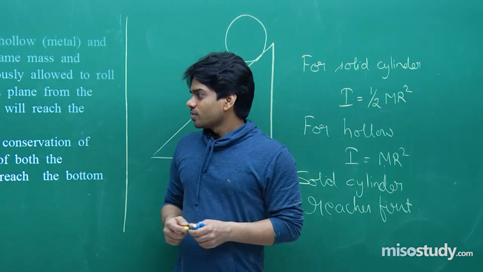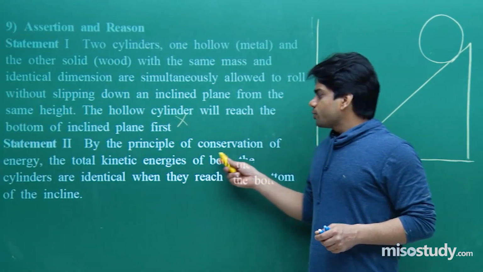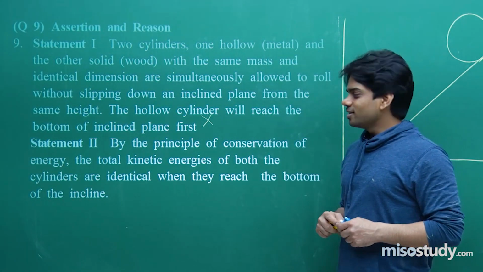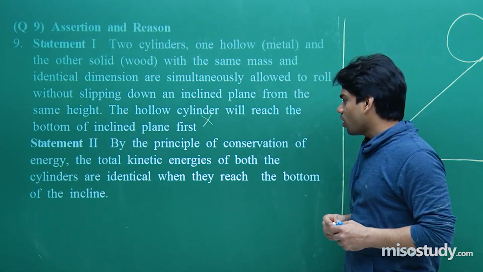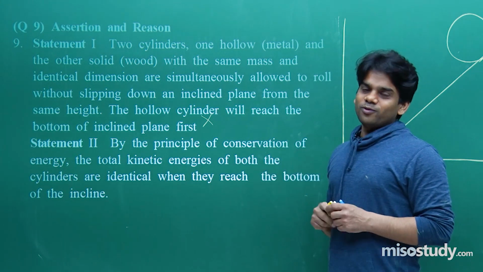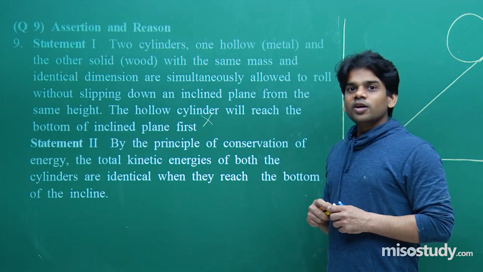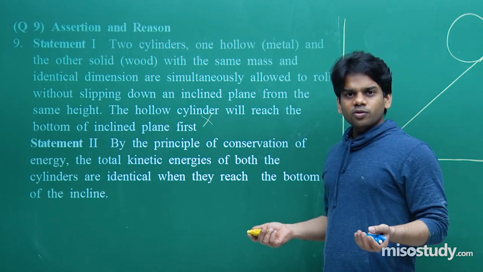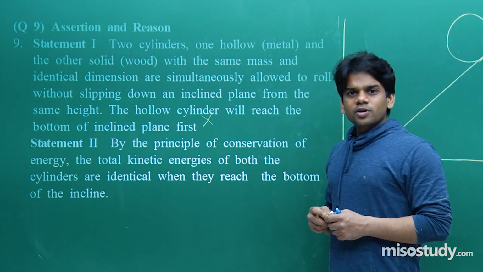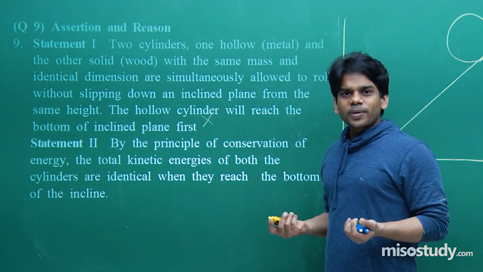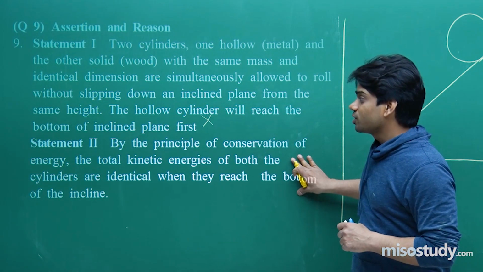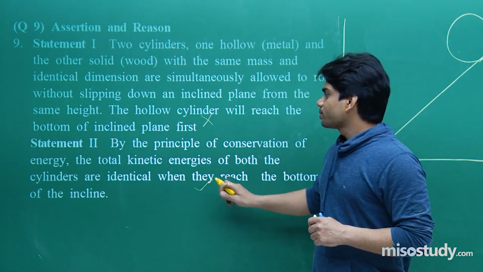Let's go ahead. Statement number 2: By the principle of conservation of energy, the total kinetic energies of both the cylinders are identical when they reach the bottom of the incline. Now understand, there is no dissipative force acting on the body. Total energy will be conserved. Both are falling through the same height, so initial potential energy will be the same, so final kinetic energy has to be the same. Combined rotational and linear, their kinetic energy will be the same. So this statement is true.